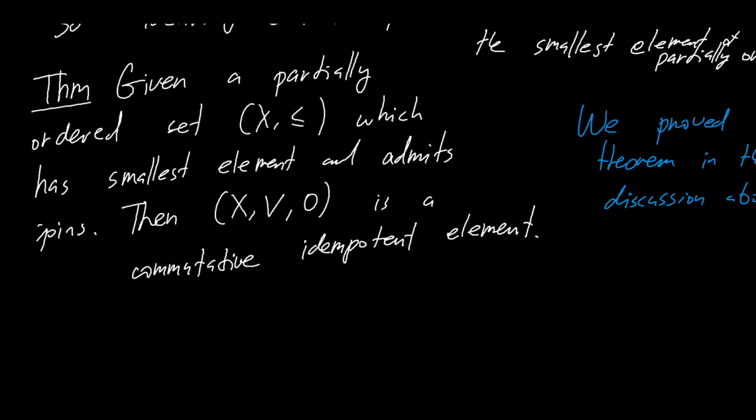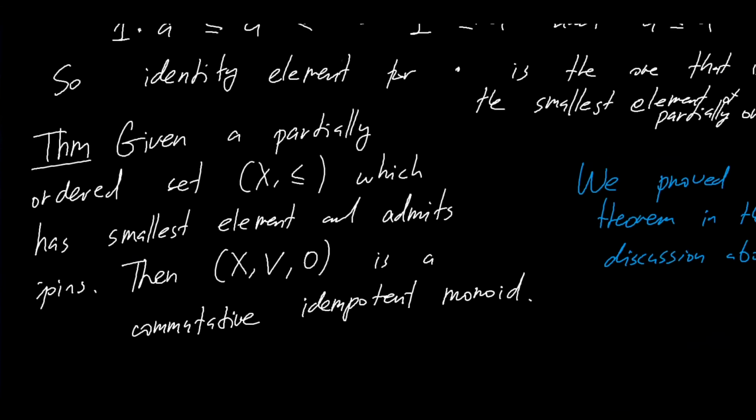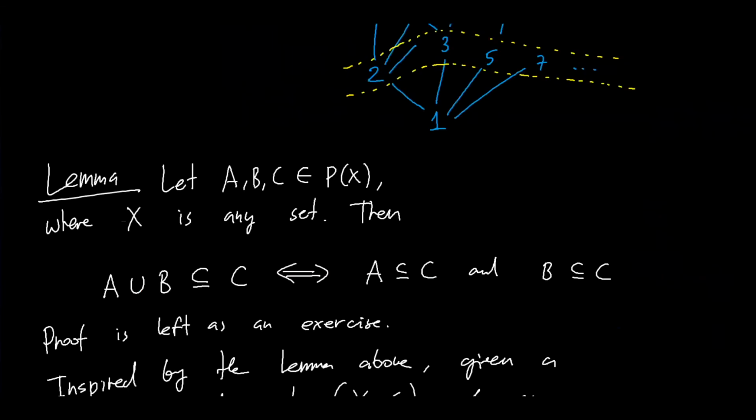But I did make a mistake. What I meant to say here is a commutative idempotent monoid, not an element. Sorry. Being an idempotent monoid means that for every A, A dot A equals A. So what we've been able to achieve with this theorem is to go backwards.